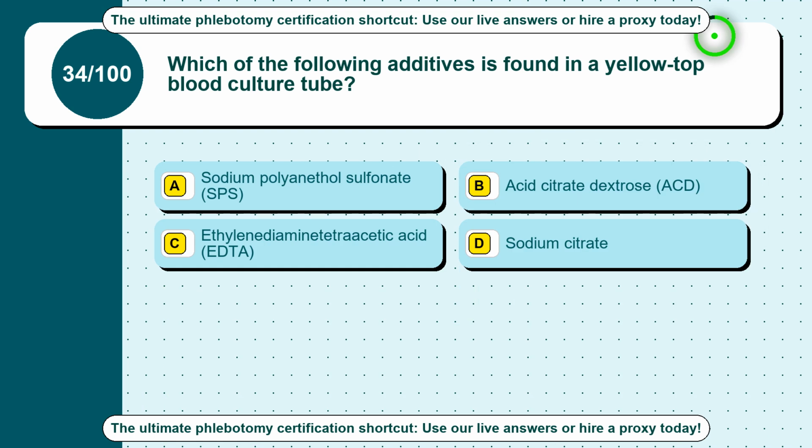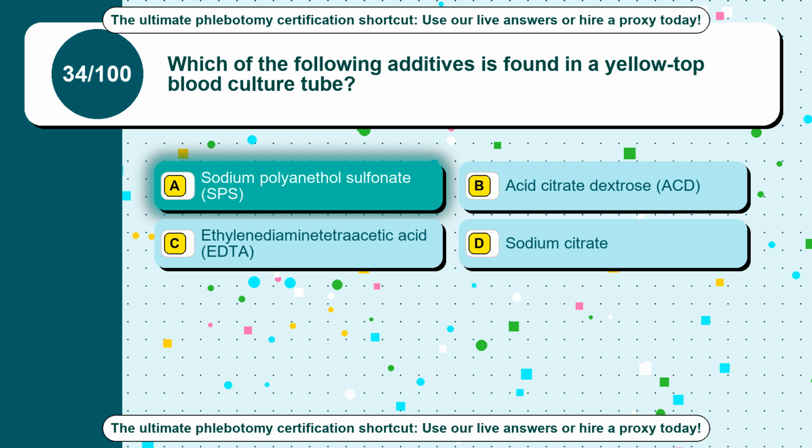Question 34. Which of the following additives is found in a yellow top blood culture tube? Option A, sodium polyanethole sulfonate, SPS. Option B, acid citrate dextrose, ACD. Option C, ethylenediamine tetraacetic acid, EDTA. Option D, sodium citrate. The correct answer is option A.